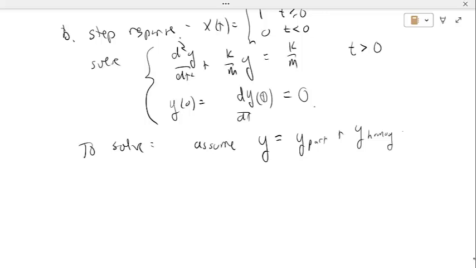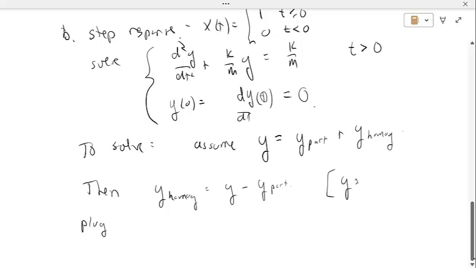Then you can show that y homogeneous, of course, is equal to y minus y particular. Okay, and if you plug that back in, or I mean that's the same thing as saying y equals y homogeneous. Well, that's what I have up here. If you plug that back in, you will find that d squared dt squared of y homogeneous plus k over m y homogeneous is equal to 0.